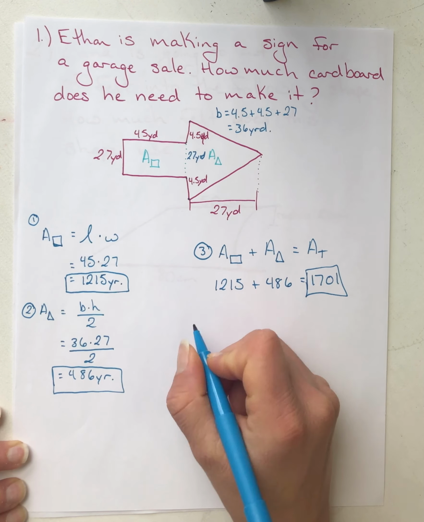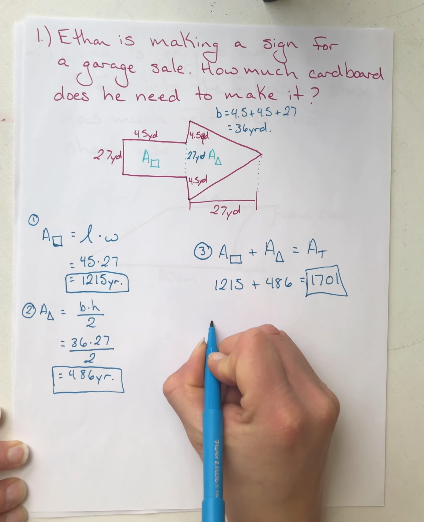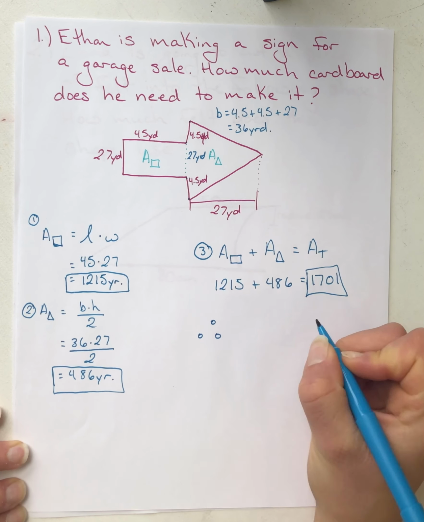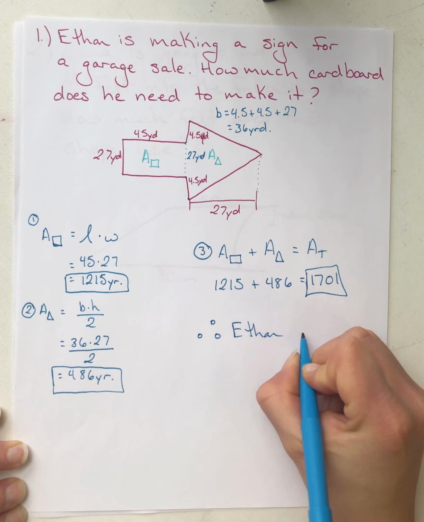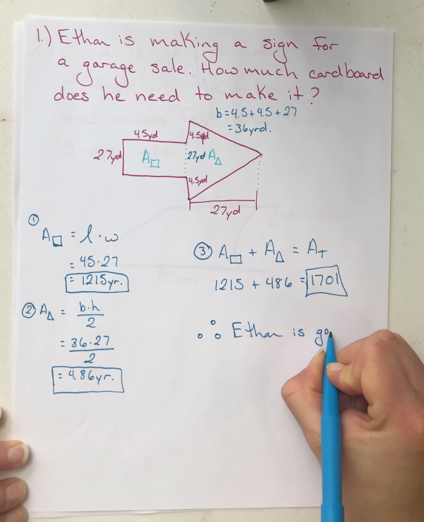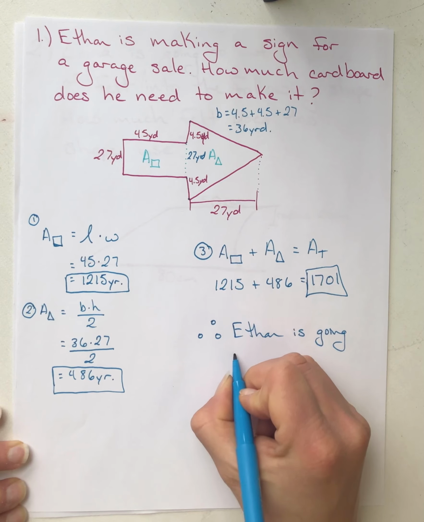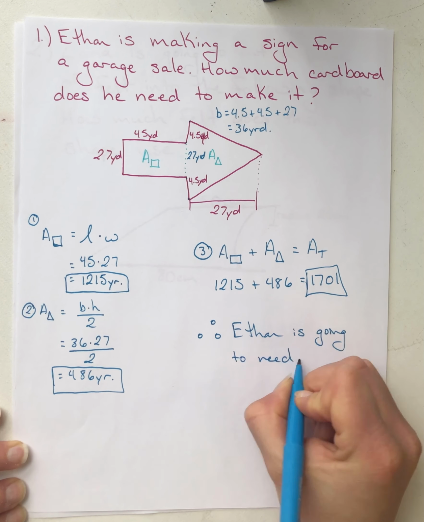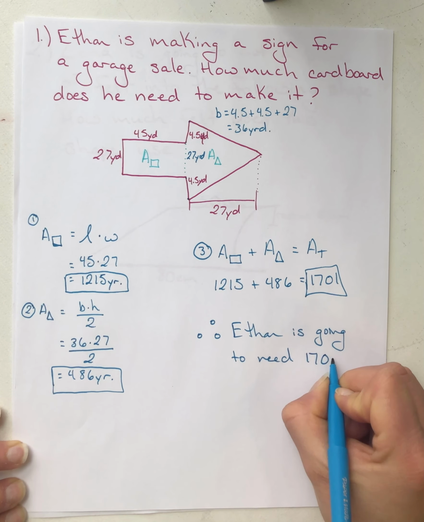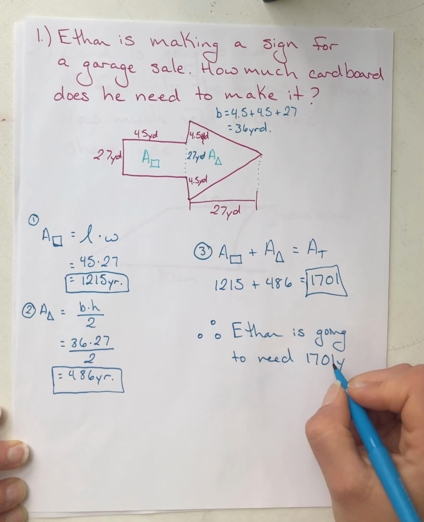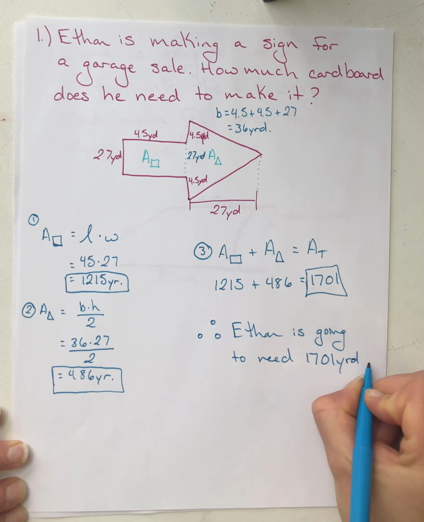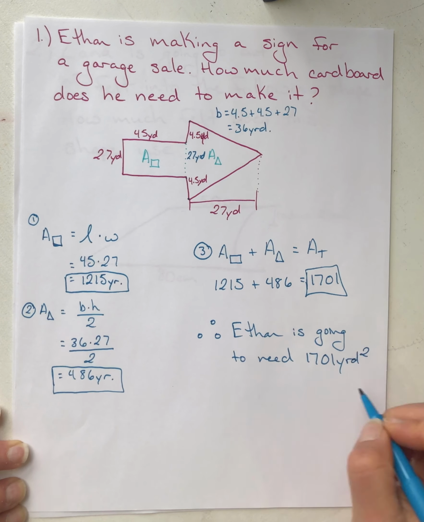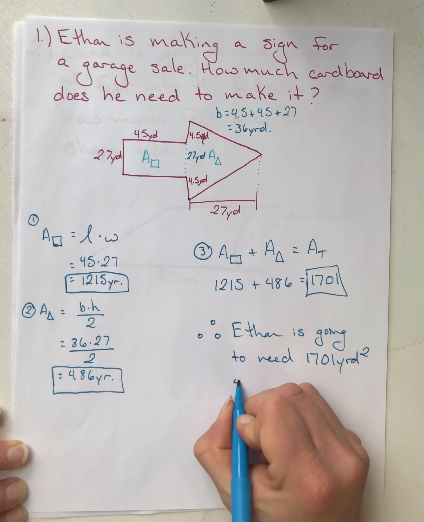And so my therefore statement: Ethan is going to need 1,701 yards squared, I don't know why I put YRD, squared of cardboard.